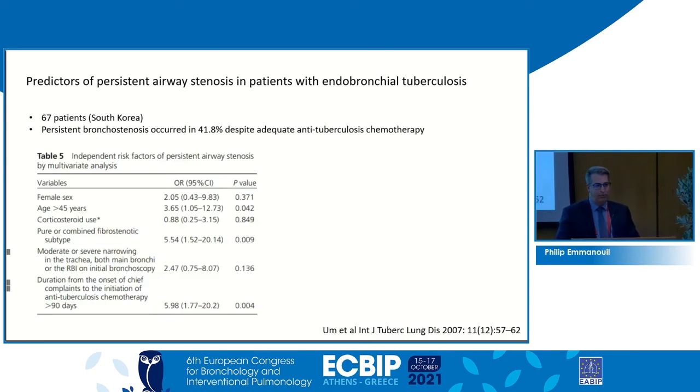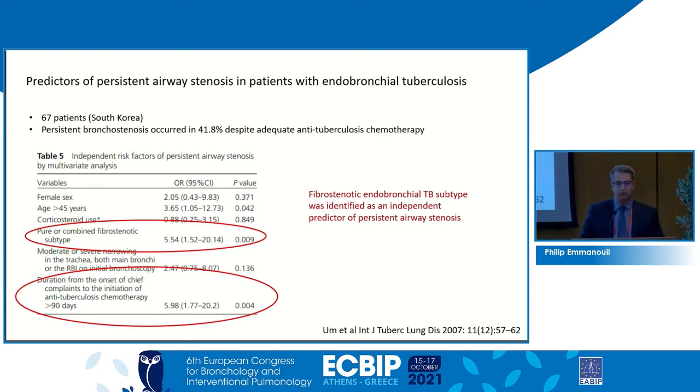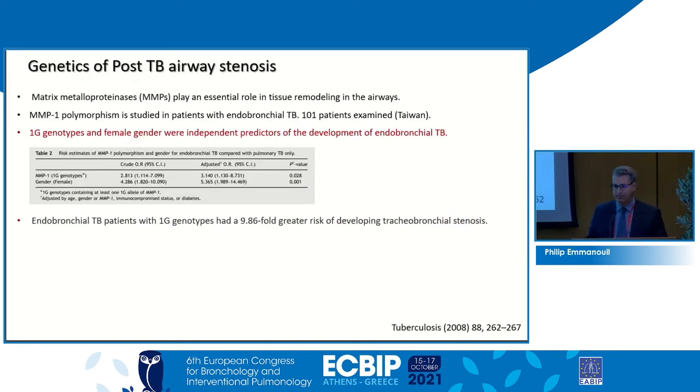So how can we predict which patients with endobronchial tuberculosis will develop stenosis? This is a study from South Korea, and they found out that the first and most important factor is that stenosis per se is an independent risk factor. So there are some people that have this genetic trait to have fibrostenotic endobronchial TB. The other one was the delay of treatment. If we do not find out that it is endobronchial tuberculosis, we don't give the treatment on time.